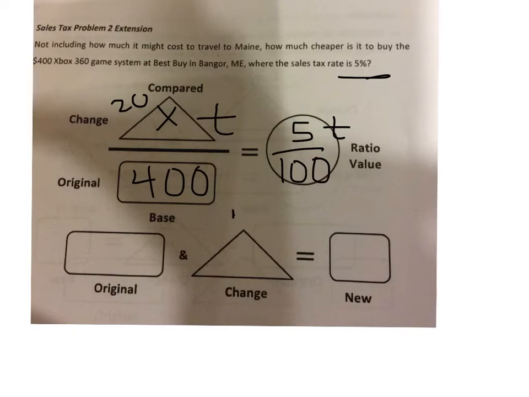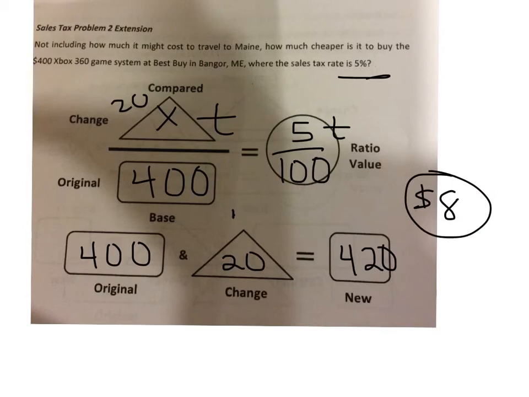So if we look at the original game is $400, you're going to pay $20 in tax. The new game is $420. And if you look back at our last example, the one we just did, in Rochester, Minnesota, 428 was our answer. And now here it would be 420. So the question is, how much cheaper is it to buy in Maine? Basically $8 difference. So I wouldn't recommend hopping on an airplane going to Maine to save the $8.